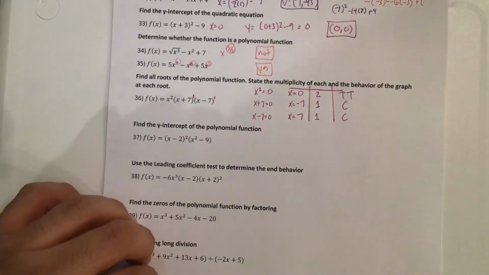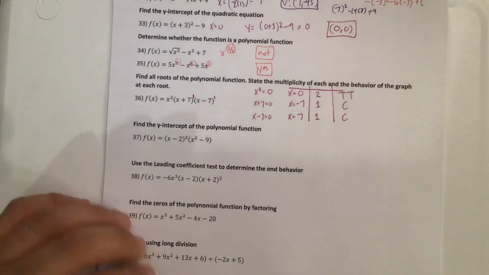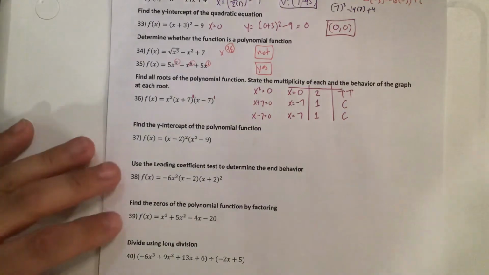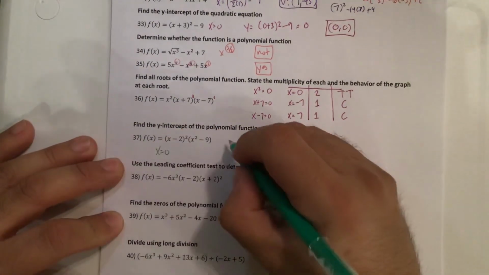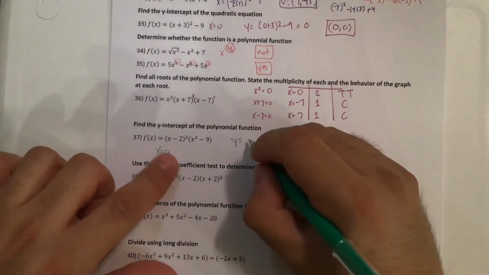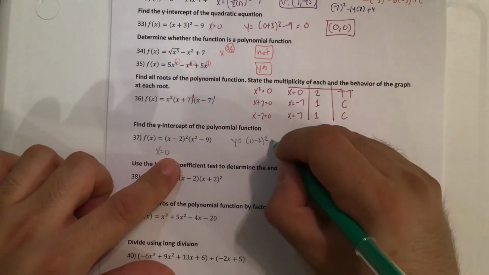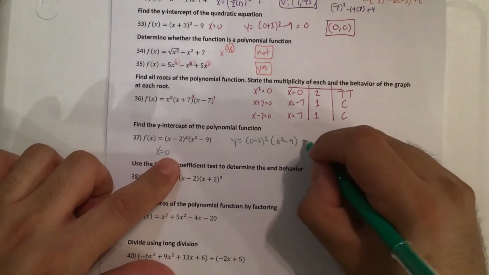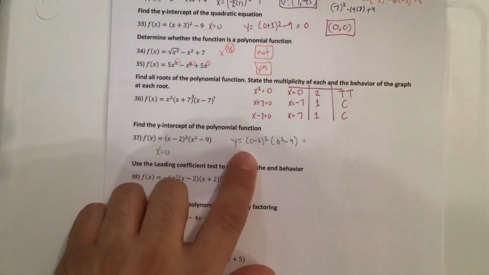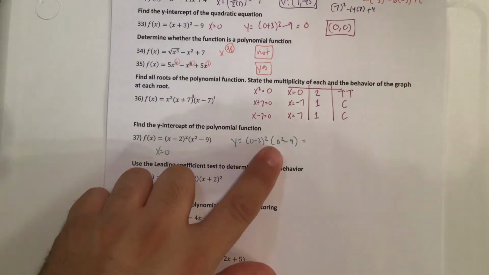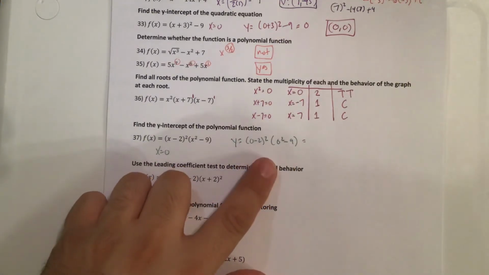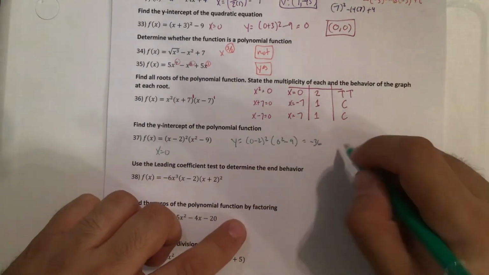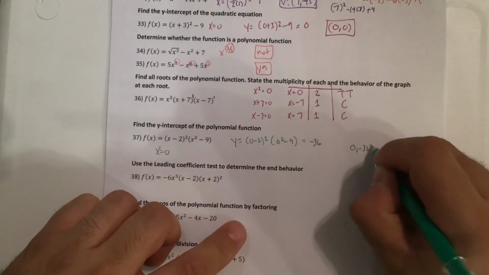All right, on to the next problem. Find the y-intercept of this polynomial. So again, we plug in x equals 0 and we work it out. So y equals 0 minus 2 squared, parentheses 0 squared minus 9. So 0 minus 2 is negative 2, squared is 4. 0 minus 9 is negative 9, and 4 times negative 9 should be negative 36. So my y-intercept is 0, negative 36.